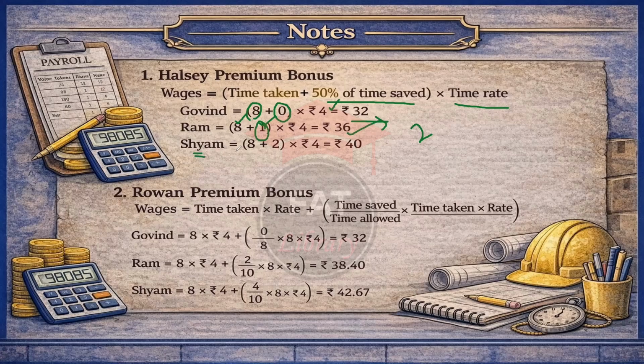In the case of Sham, time taken is 8 hours plus 50% of time saved. So he is saving 4 hours. So now 50% of that will be 2 hours. So multiplied by 4 rupees. So it comes to 40 rupees. So this is how we need to calculate the Halsey premium bonus earnings of the worker.